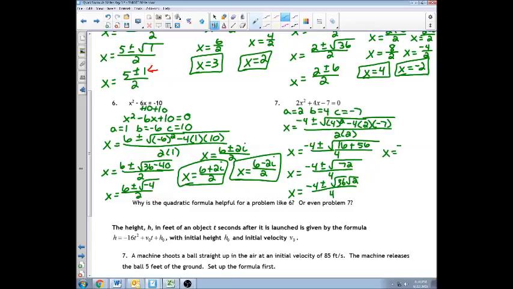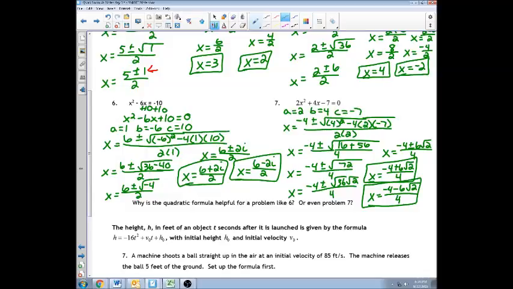So x would equal negative 4 plus or minus 6 root 2 over 4. So x equals negative 4 plus 6 root 2 over 4, and x equals negative 4 minus 6 root 2 over 4. So again, even though I could leave that as negative 4 plus or minus 6 times the square root of 2 over 4, I wanted to rewrite that like that just so we get into the habit of splitting up our numerator when we're solving.